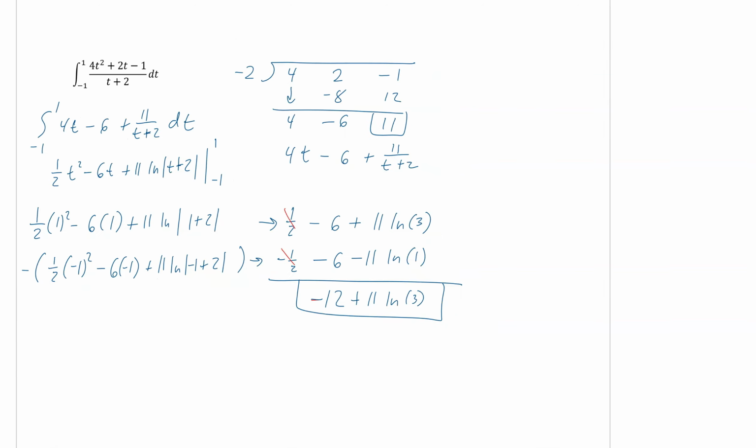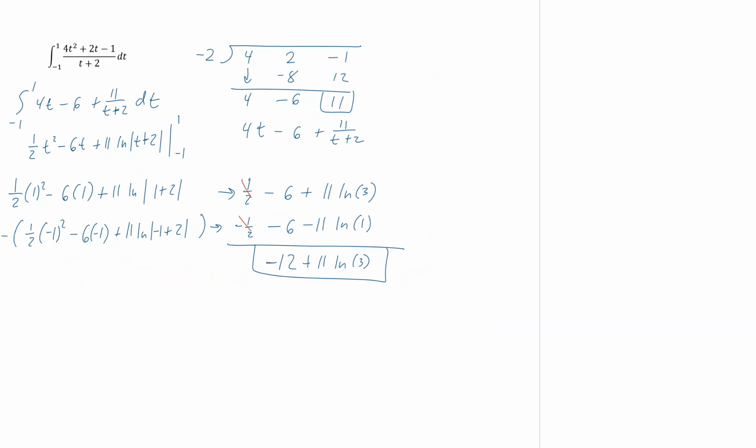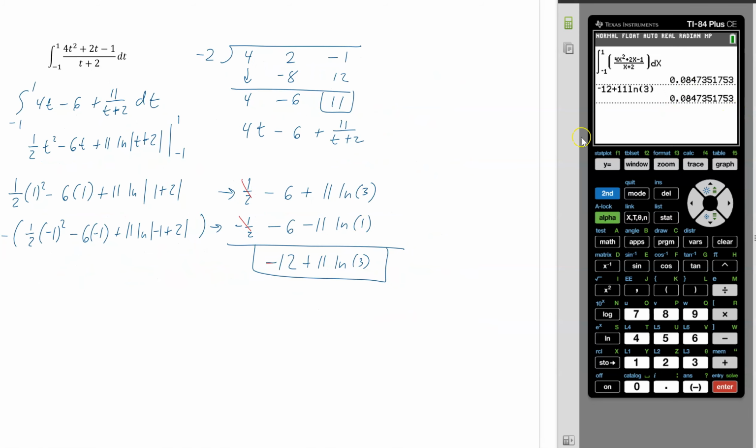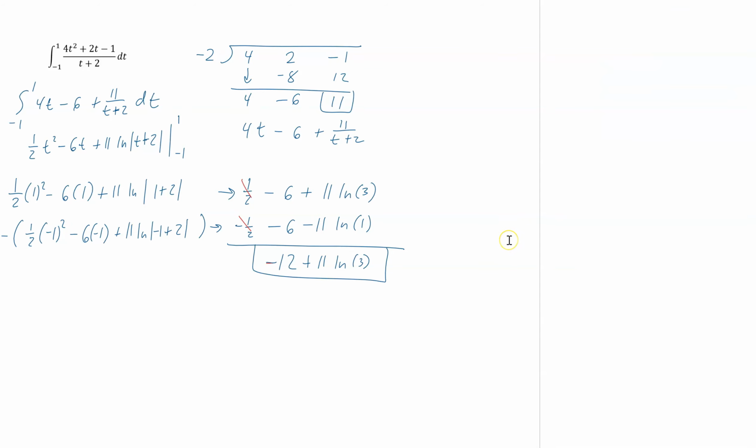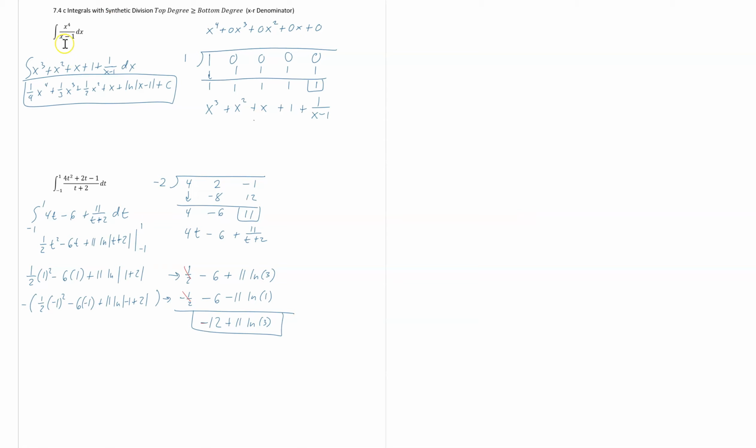So now let's check with our calculator. And there we go. It checks perfectly. So there you go. There's synthetic and why you get to use it. So make sure the denominator is always x minus r, in this case t plus r. But make sure it's that way before you use synthetic. Top degree has to be bigger than the bottom.